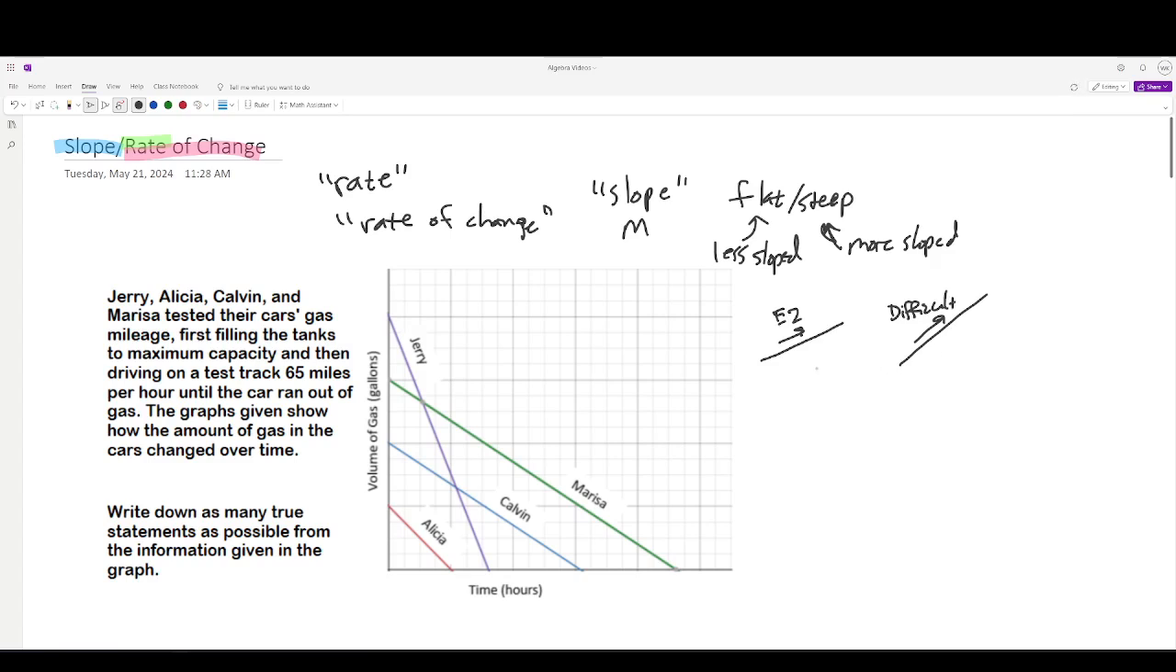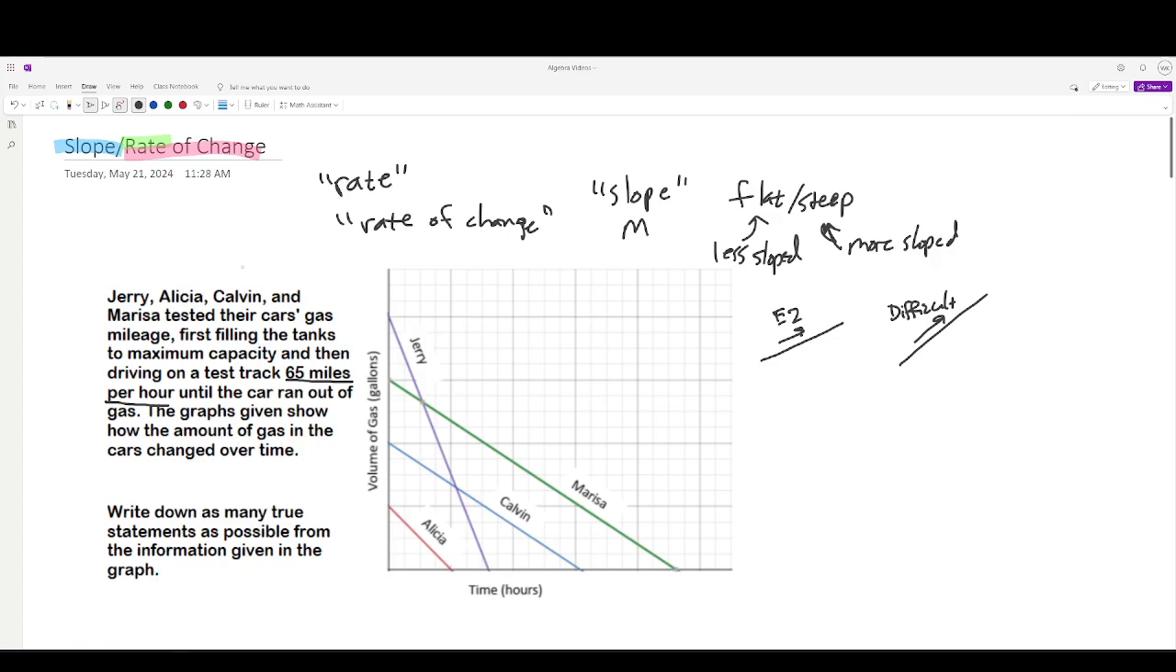All right. So we have this warm-up where we have 4 different drivers, Jerry, Alicia, Calvin, and Marissa. And they're testing their car's gas mileage, filling the tanks to maximum, and then driving on a track at 65 miles per hour. So all of them are driving at the same speed, 65 miles per hour, until they run out of gas. The graph shows the amount of gas over time.